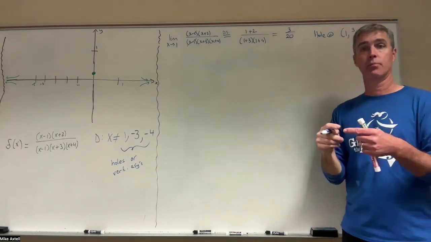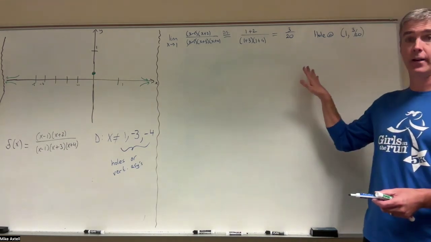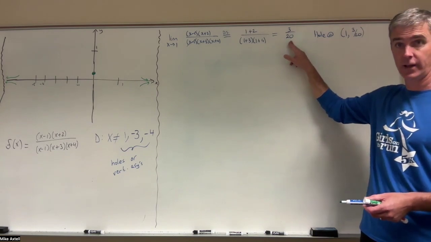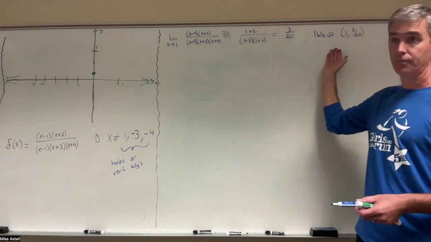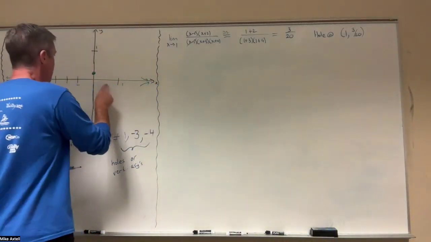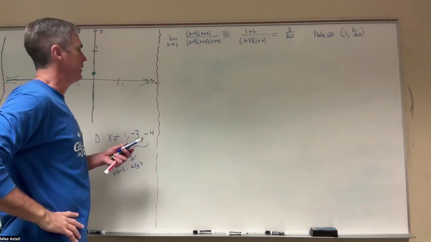And my graph approaches this hole from either side. That's what the limit has just told me. So it's not a vertical asymptote, because the limit wasn't infinity or negative infinity. It was a nice finite number, so it must be a hole. So I'm going to plot that hole. All right, so here's 1. This was 1/6 and 3 over 20.